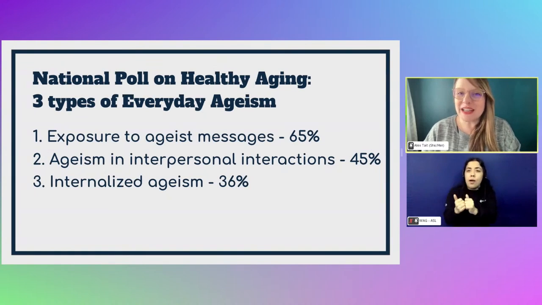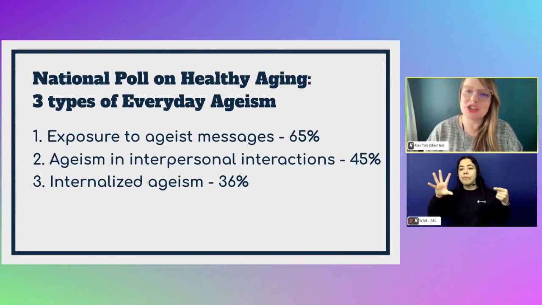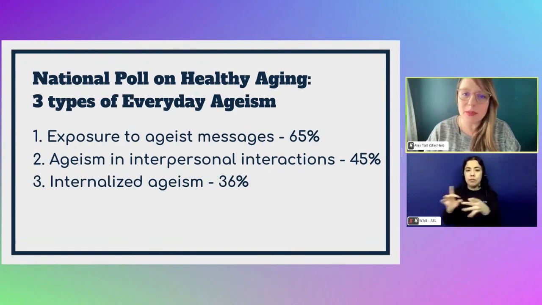The University of Michigan put out a national poll on healthy aging regarding 3 forms of everyday ageism and found that 65% reported being exposed to ageist messaging. For example, jokes about old age, messaging implying seniors are less capable or unattractive or undesirable, beauty product marketing like the one we just saw.